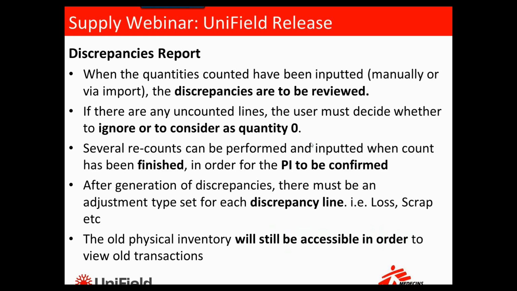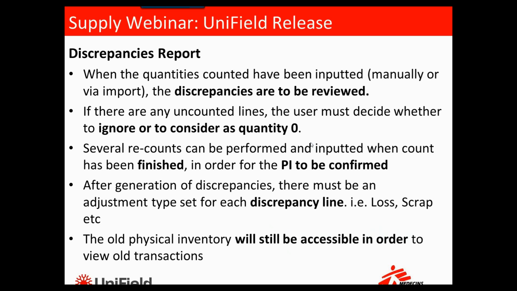But if you also don't count some items, say you're looking at DORAs and you counted the paras and you didn't count them all, you need to decide what you want Unifield to do about the ones that you have not counted. Do you want it to just say we assume it's existing in the system, or do you want to adjust the quantity to 0, meaning that maybe you actually don't see them in the warehouse?